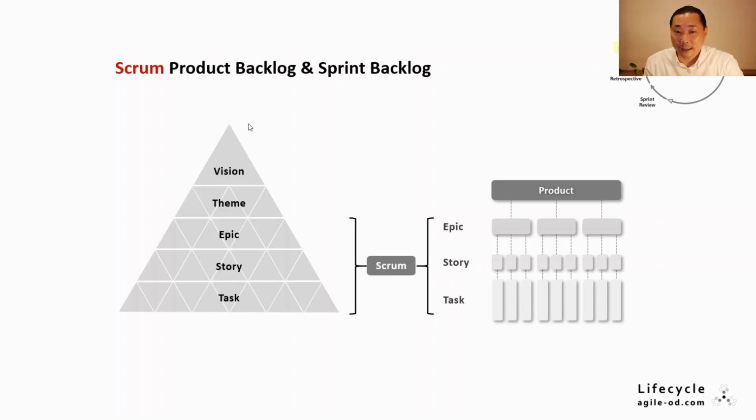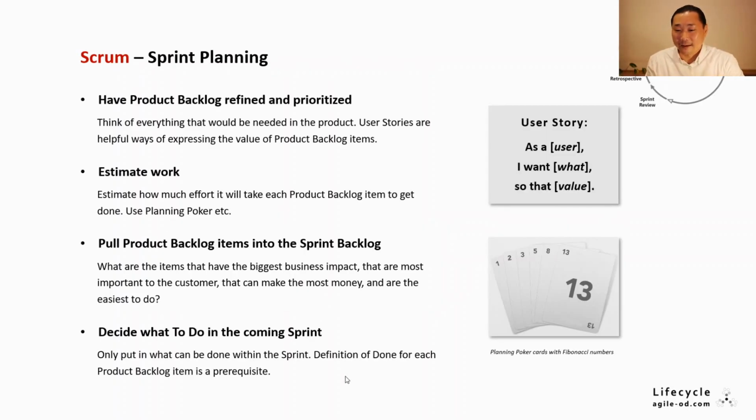A common practice is to break down the product backlog items into a collection of epics, which is a collection of stories, which in turn is a collection of tasks. It's a pretty nifty way to break down and manage complex blocks of work. Each sprint begins with sprint planning.